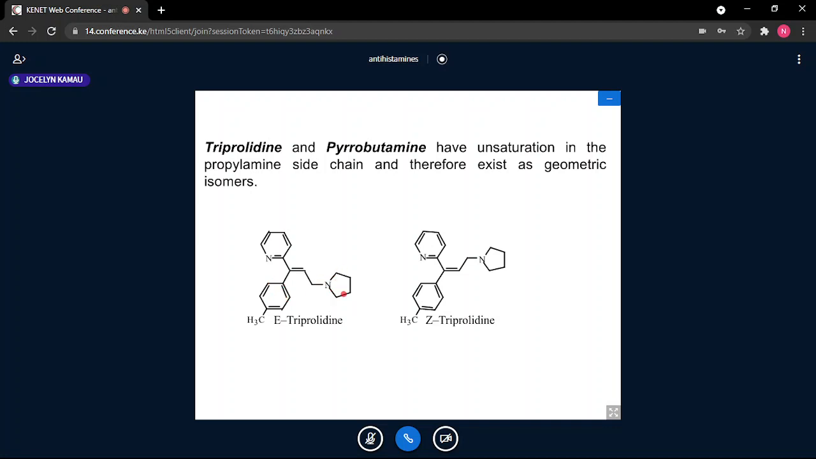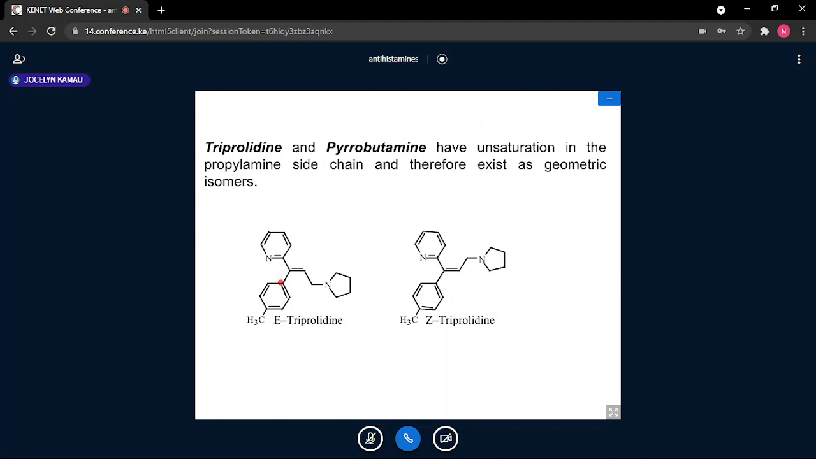But when you compare with this one, you have that big group and that big group. Because we have said the E is a trans isomer, we expect this group and this group to be on opposite sides. So that group and this huge group are on opposite sides, and that's why we are saying that is triprolidine. When you look at this one, that is a big group, and that is also a big group, and both of them are on the same side, and that is the Z, or the cis isomer.